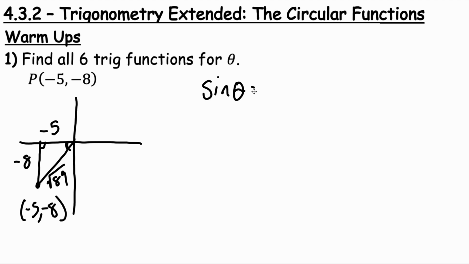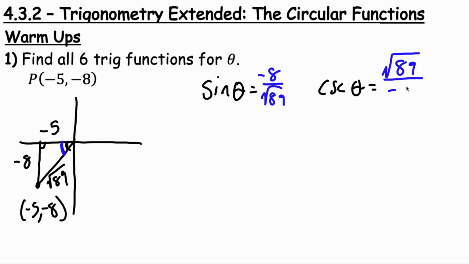So we have sine of theta. Here's our angle. This is the angle we're looking at. Opposite is -8 over hypotenuse, square root of 89. And then cosecant, we will just take that and flip the fraction, reciprocal, square root of 89 over -8. And again, where you put the negative doesn't really matter. When we go from our fractions back into a triangle, back into the coordinate plane, then it will matter where it goes. But for your answer, it doesn't really matter where we put that negative sign.